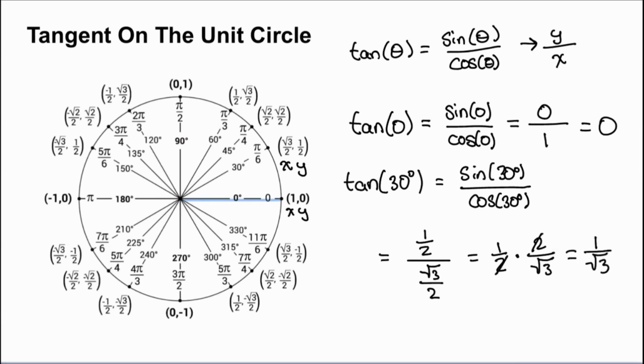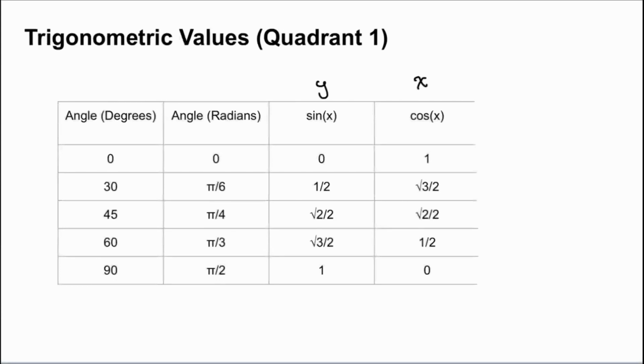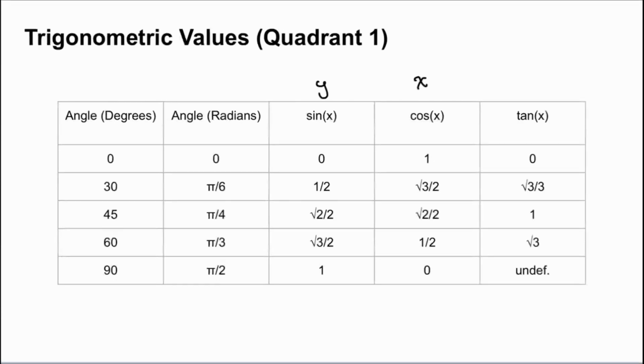If you remember from our previous videos, we don't like to have a radical in the denominator. So we're going to take 1 over the square root of 3 and multiply it by root 3 over root 3. These two cancel out, or whoa, that's not true. We're going to have the square root of 3 over 3. That's what tangent of 30 is equal to. And of course, you can go all around the unit circle and derive all of the values of tangent, but we're just going to focus on quadrant 1, and for good reason.